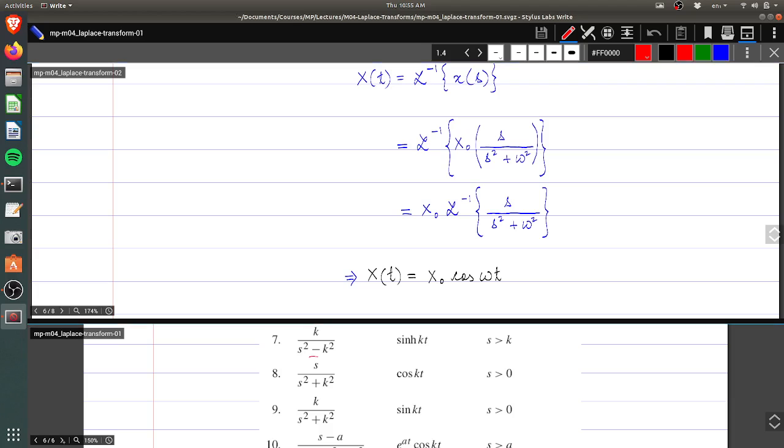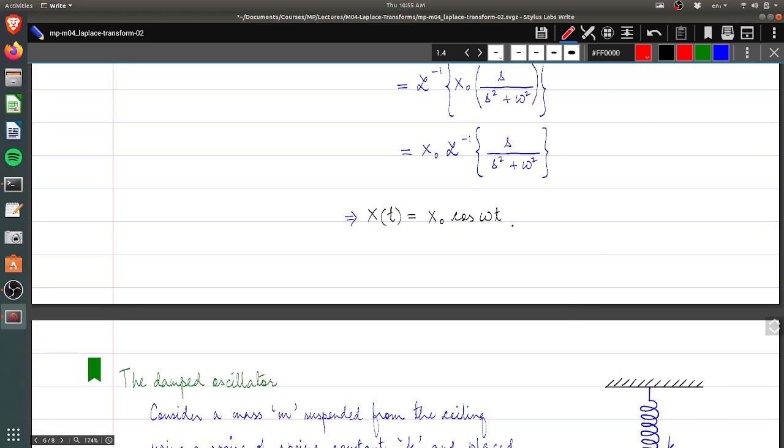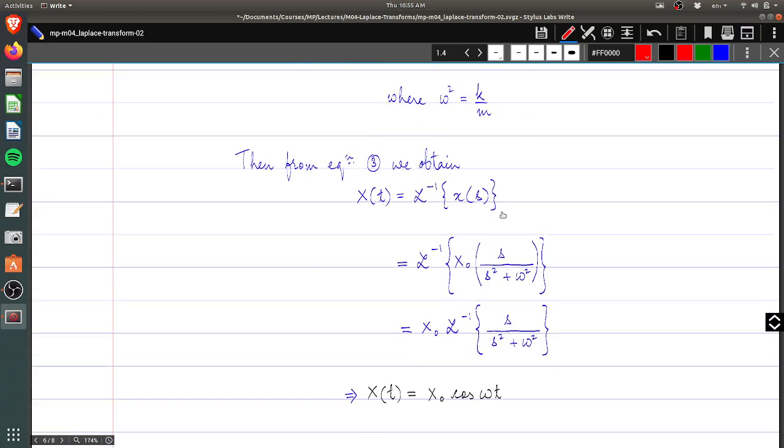So here, what is the inverse Laplace transform? It is simply cos kt. So remember, k is replaced with omega, so here also we have to replace k with omega. So this gives us x of t is equal to x naught cos omega t, which you all are already familiar with. This is nothing but the expression for the solution of a simple harmonic oscillator.